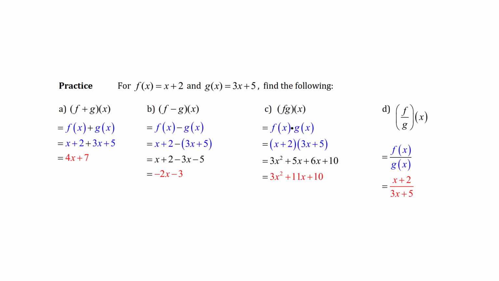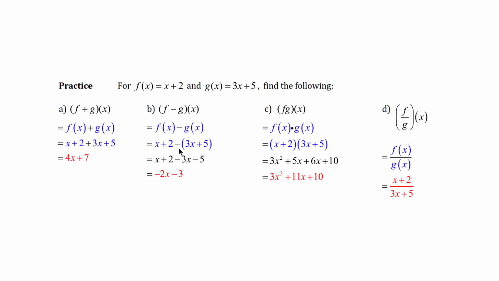Alright, so let's go over the solutions. For part A, we just take f of x and add g of x together. We get x plus 2 plus 3x plus 5. After simplifying, we get the final result is 4x plus 7. For part B, we just subtract g of x from f of x. We get x plus 2 minus parentheses 3x plus 5.